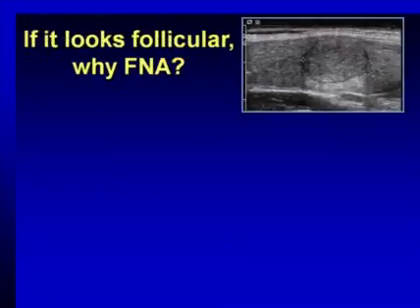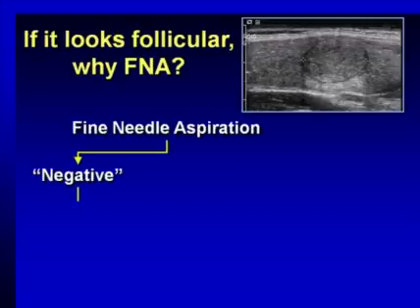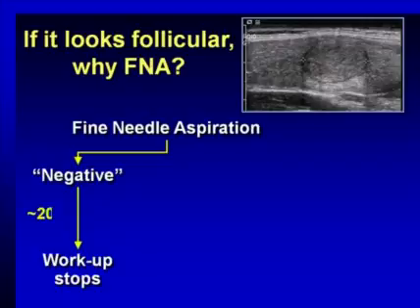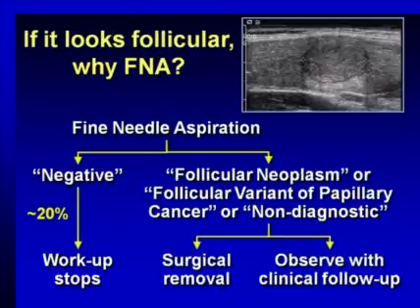So if the nodule looks like a follicular neoplasm, why do we even do the fine needle aspiration? It turns out that about 20% of the time the FNA will be read as negative and the workup then can stop. These are usually the macrofollicular follicular neoplasms, and they are benign acting, and the pathologist in looking at the slides will just say this looks like a negative aspirate. On the other hand, they may say this does look like follicular neoplasm. Can be a follicular variant of papillary cancer. It can have a very similar appearance or perhaps be non-diagnostic.